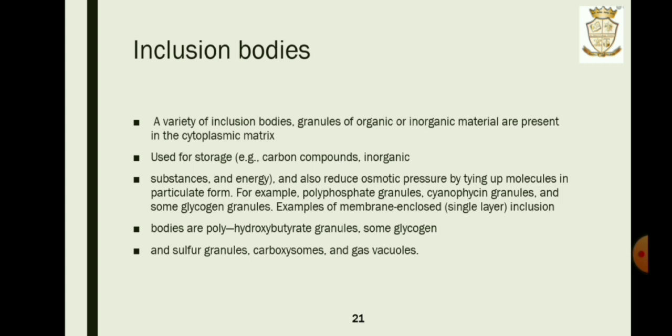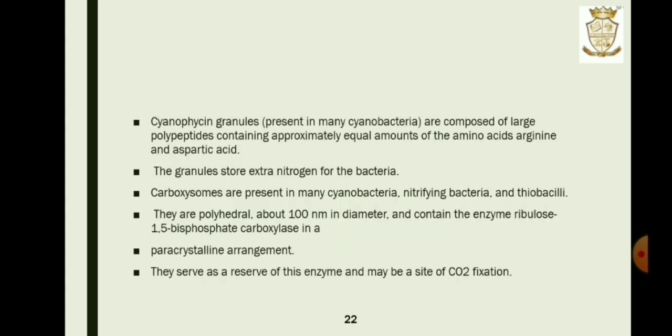A variety of inclusion bodies, granules of organic or inorganic material, are present in the cytoplasmic matrix and used for storage, and also reduce osmotic pressure by tying up molecules in particulate form. For example, polyphosphate granules, cyanophycin granules, and some polyglycogen granules. Examples of membrane-enclosed inclusion bodies are polyhydroxybutyrate granules, some glycogen and sulfur granules, carboxysomes, and gas vacuoles.